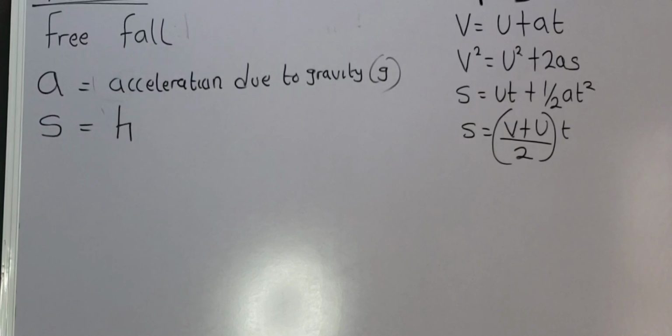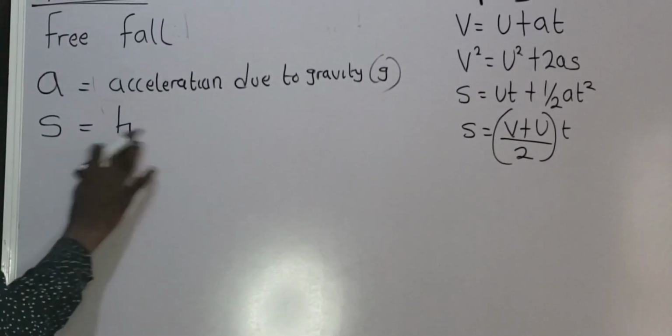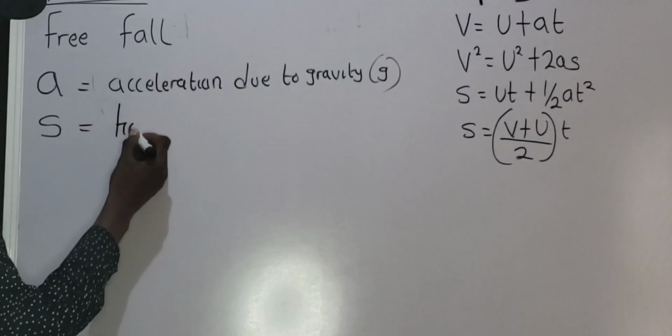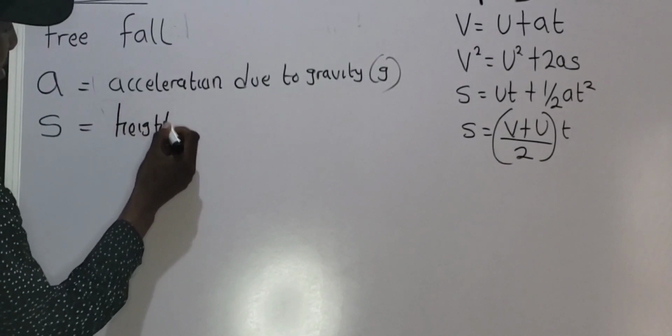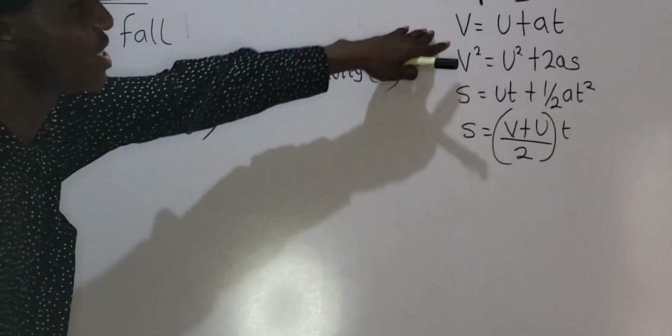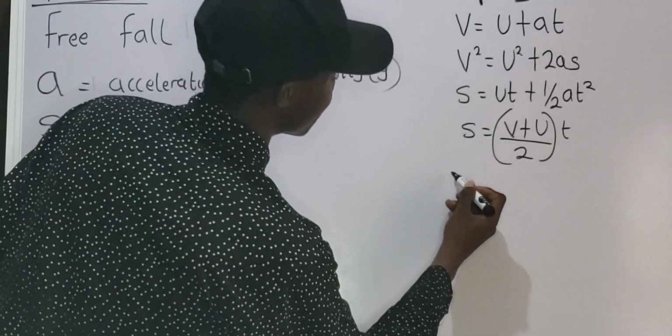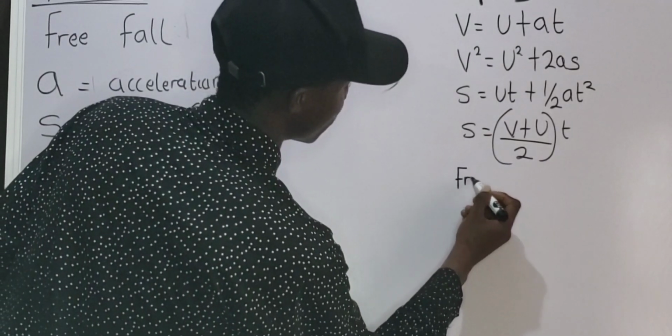So if I plug in both g and h into this equation of uniformly accelerated motion, what am I going to have? I'm going to have v, let me call this free fall.